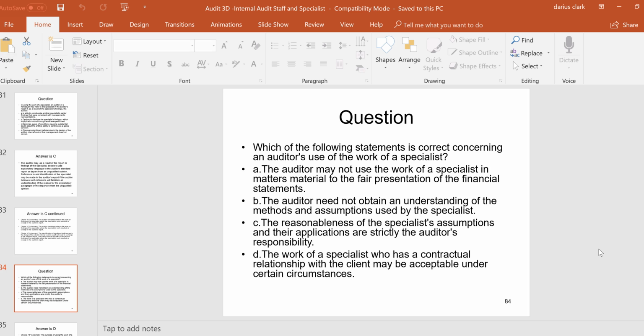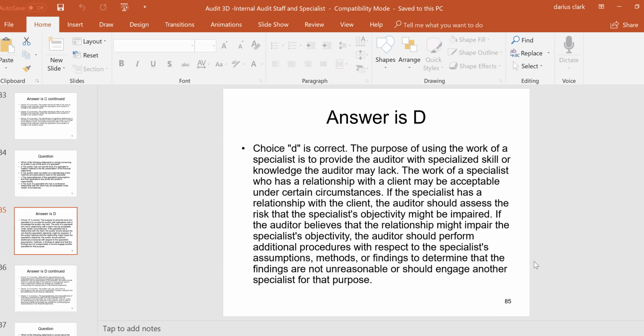We can't rely too heavily on this if it's not an independent specialist, but we can still use a specialist who has a contractual relationship with the client. Notice B is wrong. The auditor need not obtain an understanding of the methods and assumptions used by the specialist. Hey, just because we're not going to reperform the task, we still need to obtain an understanding of the methods and assumptions used by the specialist because we have to document that in our audit documentation. So yes, we need to understand that.